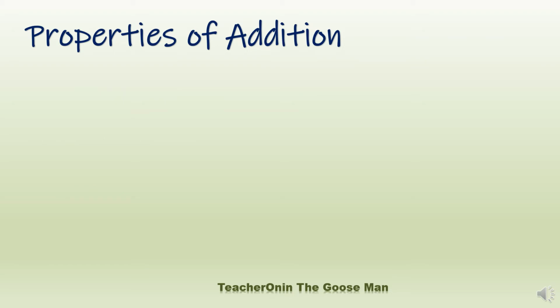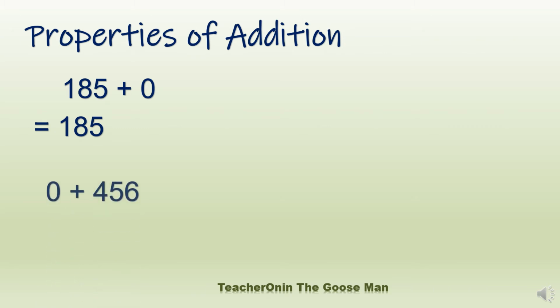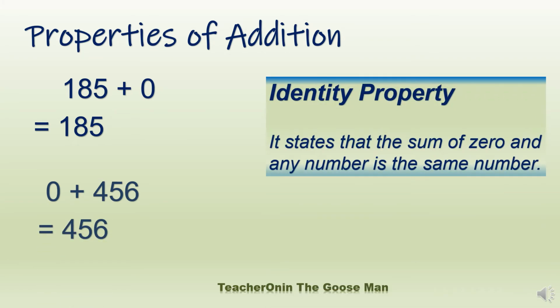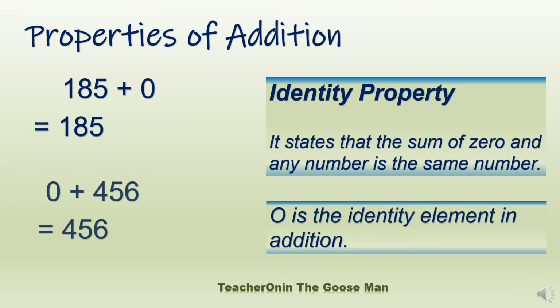Give me the sum of this number. Okay, so the answer is 185. Next, 0 plus 456. So the answer is equal to 456. So this property of addition is what we call identity property. It states that the sum of 0 and any number is the same number.